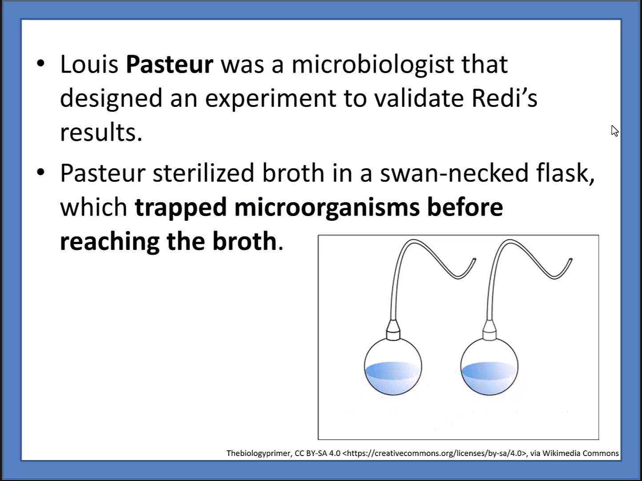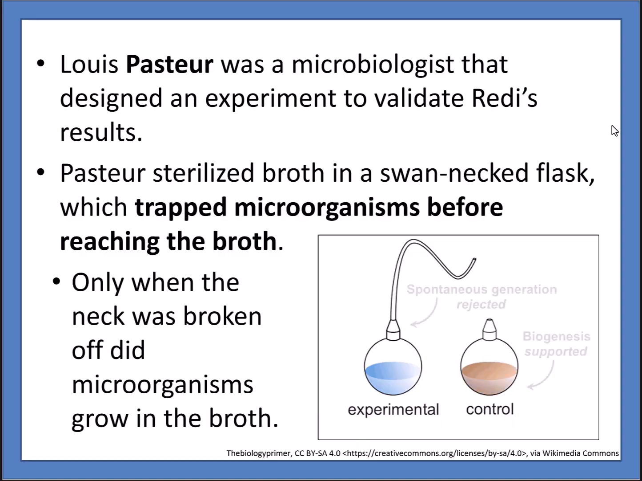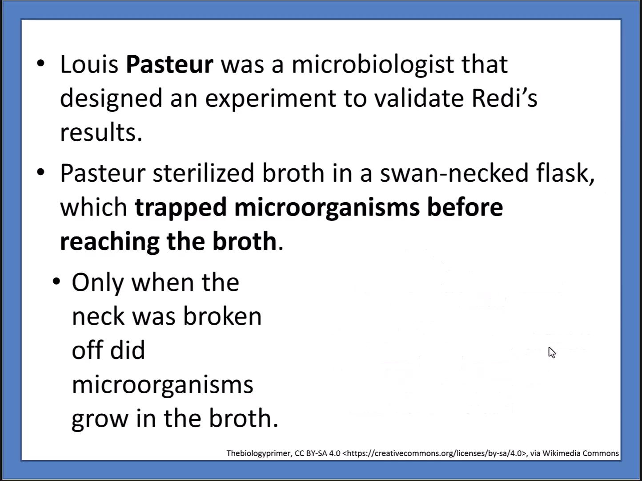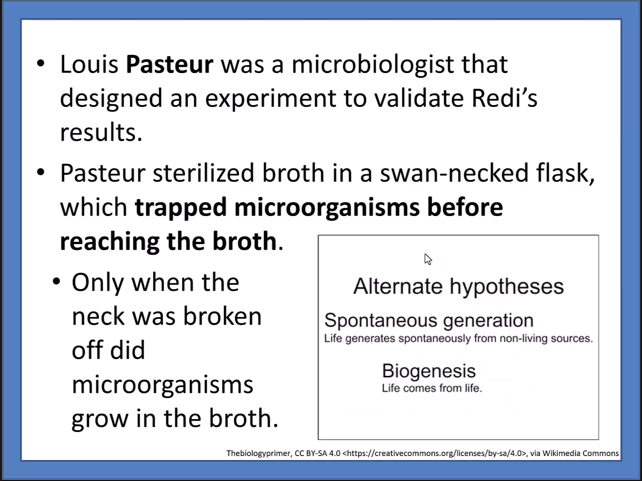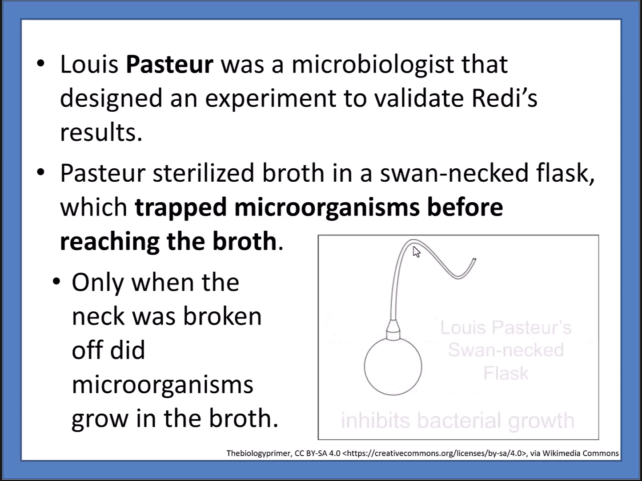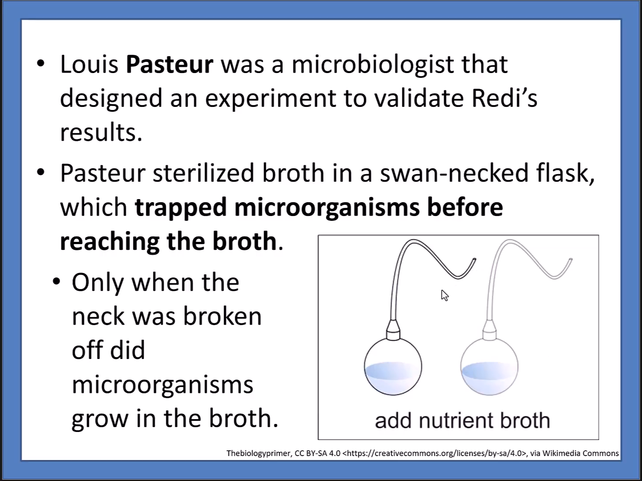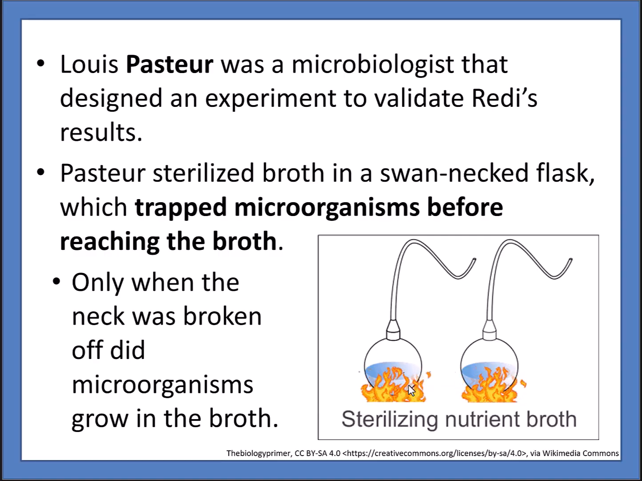Pasteur sterilized broth in a swan-necked flask, which trapped microorganisms before reaching the broth. And only when the neck was broken off did microorganisms grow in the broth. So we'll watch this little graphic here. This was the swan-necked flask. You can see it's got a specific shape here. He added broth and he sterilized it by heating it. So he killed all the microorganisms in the broth in these two flasks.